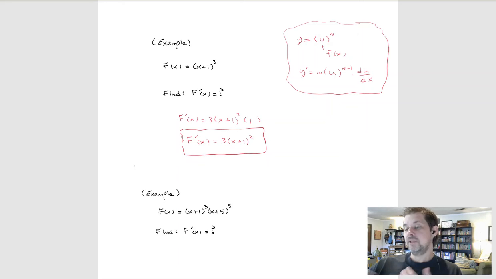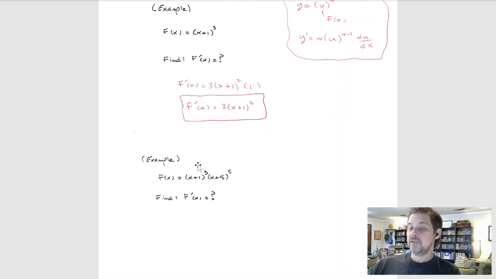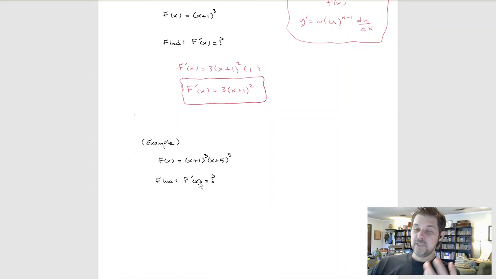Now, I would need to know that to do this problem: the derivative of x plus 1 to the third power times x plus 5 to the fifth power. Because x plus 1 to the third power is part of this. And so we know how to do that now. The derivative of x plus 5 to the fifth power on its own wouldn't really be any different than this, but we would have to know the derivatives of these two things individually to find the derivative of this entire function. The reason is because this is a product.